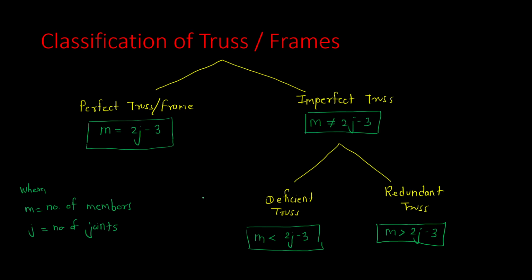Okay. Now, we'll take one example here. So this is a truss. Now in this truss, what is the number of members? This is member number 1, 2 and 3. So the number of members is 3. What is the number of joints? This is joint number 1, joint number 2 and joint number 3. So the total number of joints is 3.